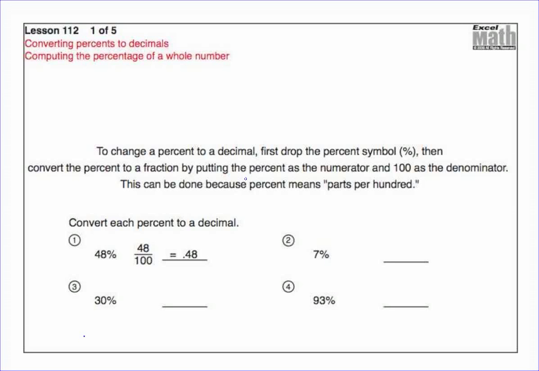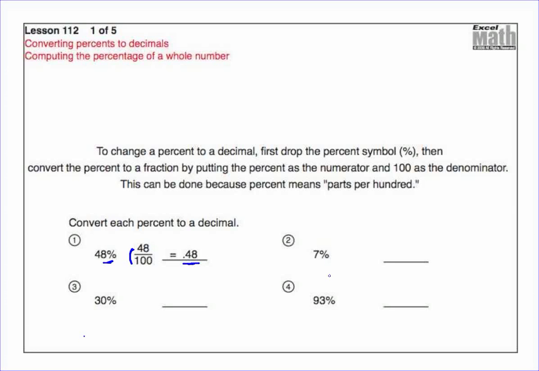Fifth grade Excel, lesson 112, converting percents to decimals, computing the percentage of a whole number. To change a percent to a decimal, first drop the percent symbol, then convert the percent to a fraction by putting the percent as the numerator and 100 as the denominator. This can be done because percent means parts per hundred. So here's an example. 48% means 48 hundredths, which means 0.48, 48 hundredths.